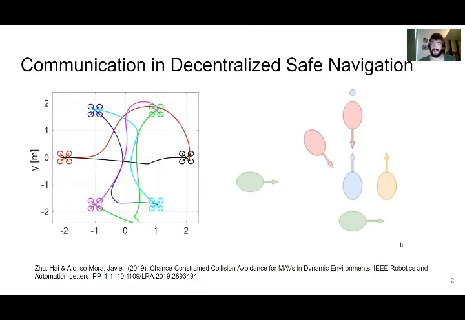For example, on the right side of the slide, we can see a blue robot that tries to get to its goal. However, in order to do so, it will have to communicate with those robots that pose a risk, meaning the red ones and the orange one. But those in green do not pose a risk. Therefore, communicating with them is useless.